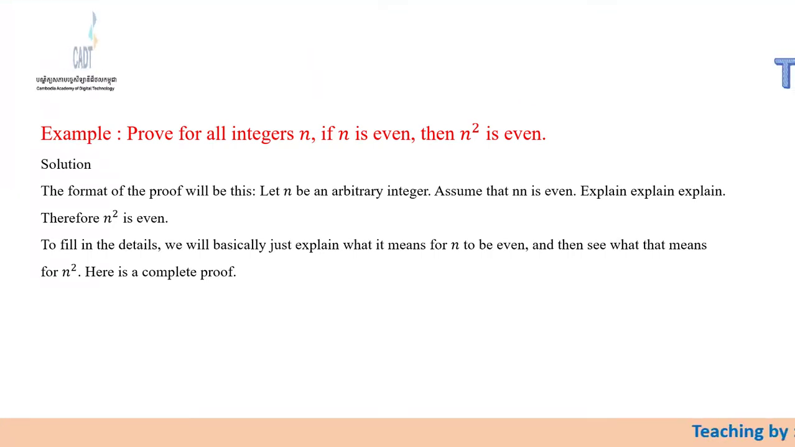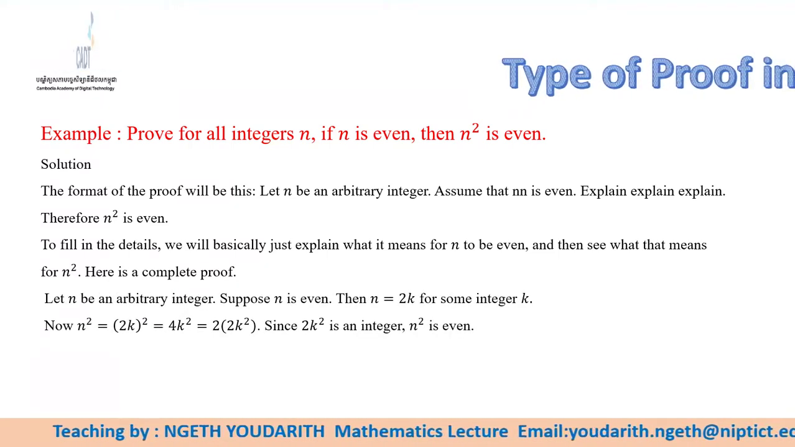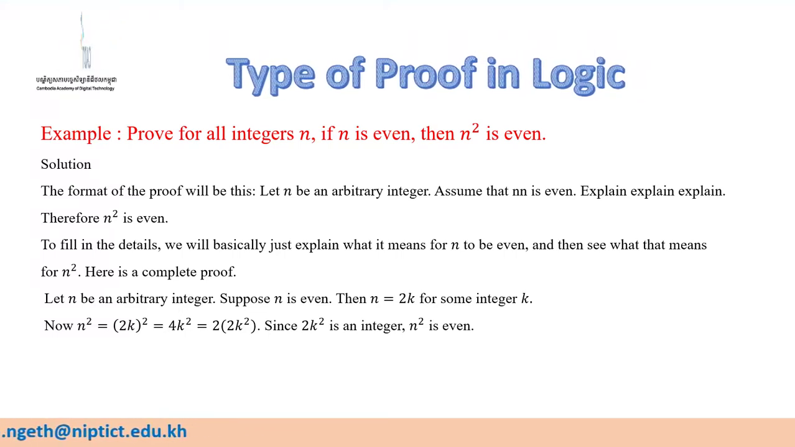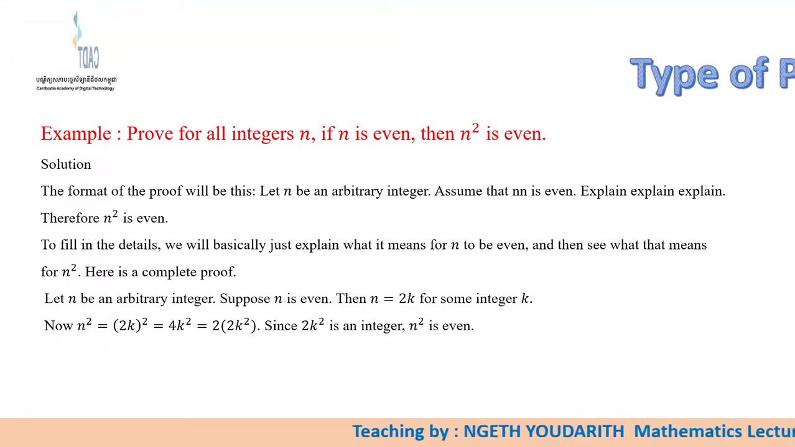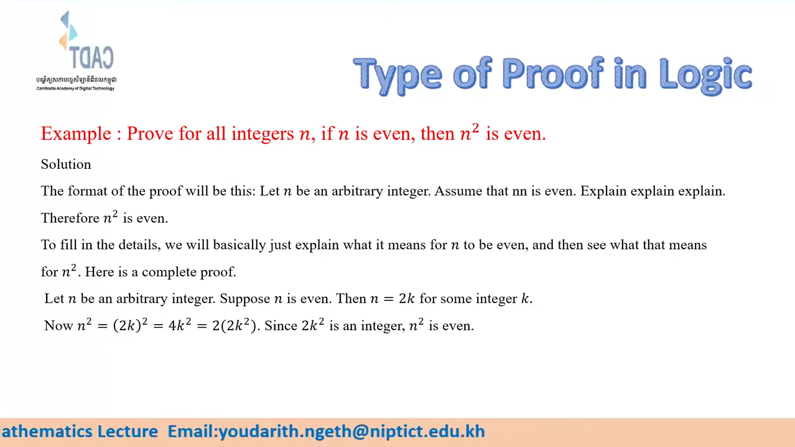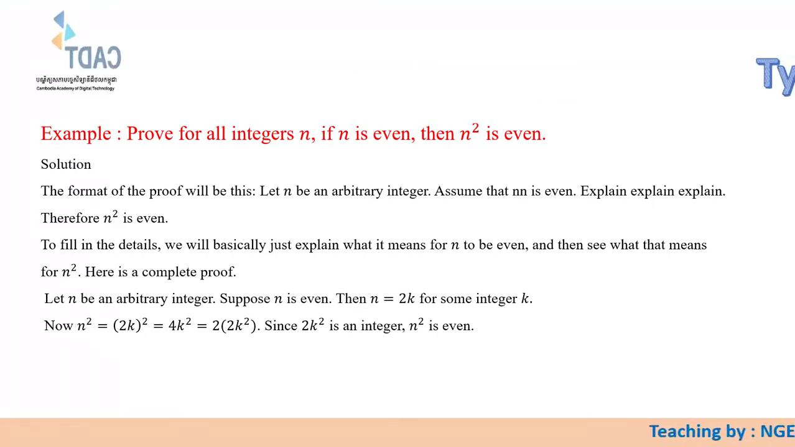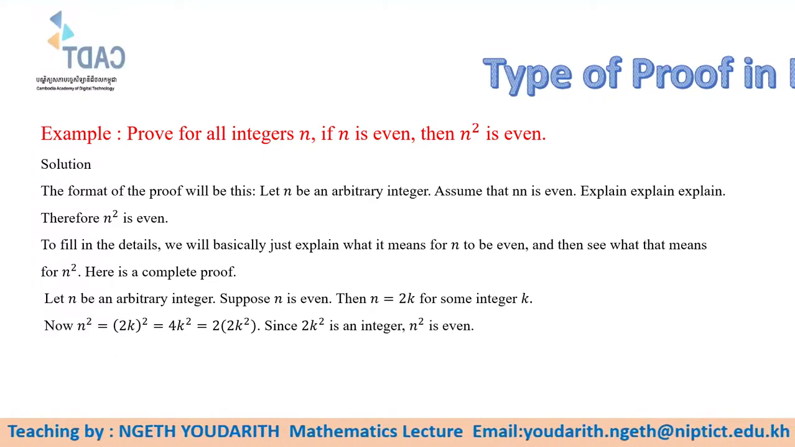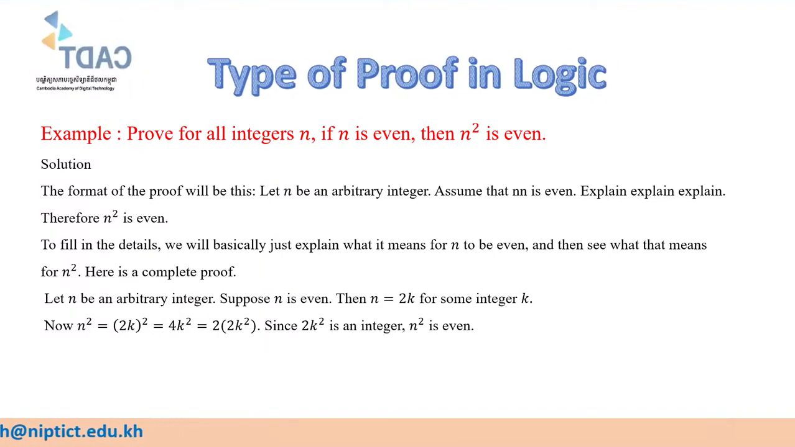How to prove that if n is even, then n squared is an even number. So first, let n be an integer, or suppose n is an even number. So if n is even, what is an even number? An even number is a number that can be divided by 2 with no remainder. So for some integer k, k is an integer number. So now we get n squared. n squared is equal to (2k) squared, which is 4k squared. 4k squared, we can write as 2 multiplied by 2k squared. 2k squared is an integer number. Integer number multiplied by 2 is an even number.